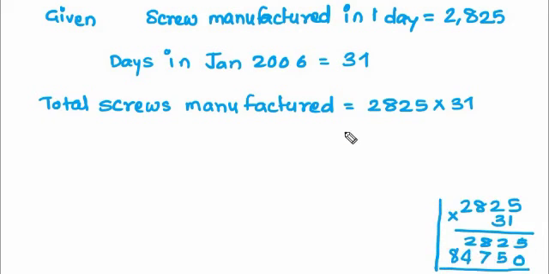The answer is 87,575 screws are manufactured in January.